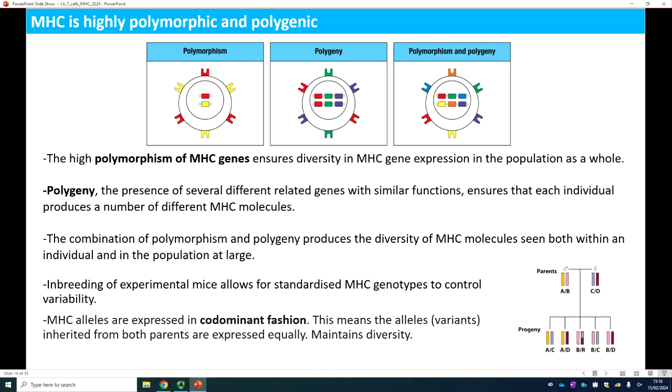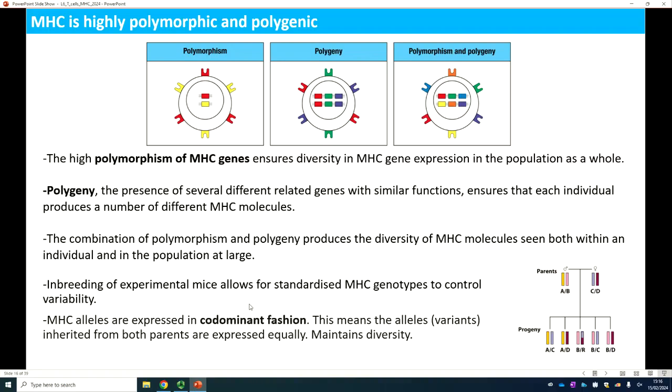Now, when it comes to the lab, if you work with mouse models, you want to be able to control that. So they've done a lot of inbreeding with mouse strains to make sure that we have defined MHC genotypes, so we can remove that variability and get identical MHC on certain mouse lines.